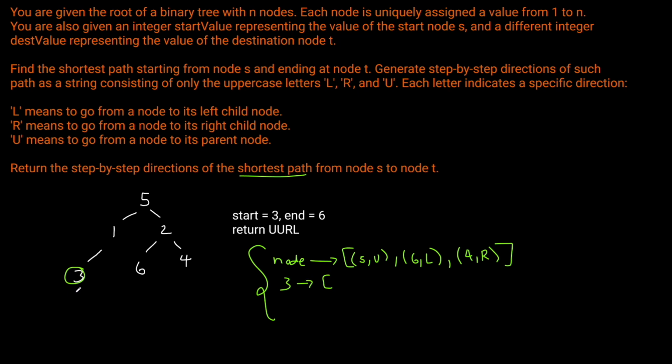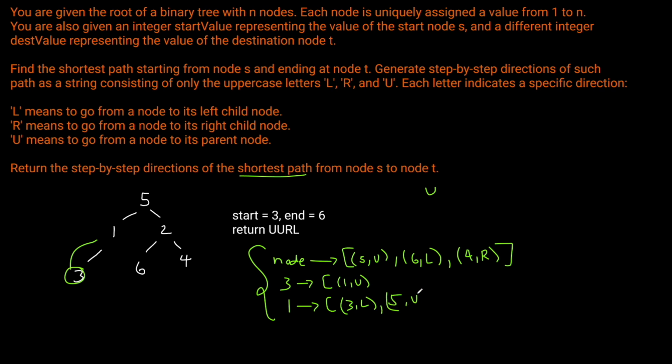In this case, it doesn't have a left child and it doesn't have a right child. It just has a parent. So its parent would be 1. So we would traverse to 1, and our current path would just be up. Then from the 1, we have the options of going to 3, its left child. It doesn't have a right child, but we could go up to the 5.